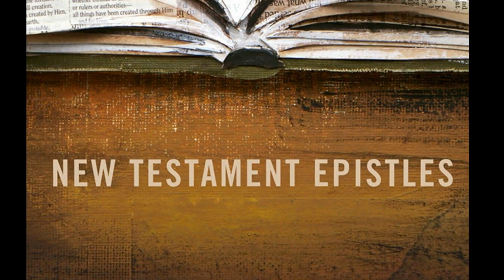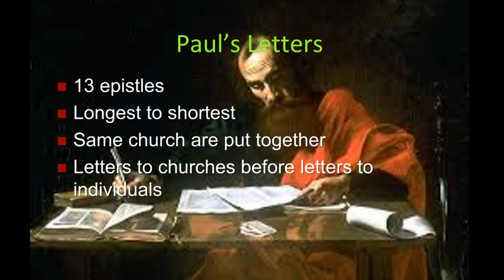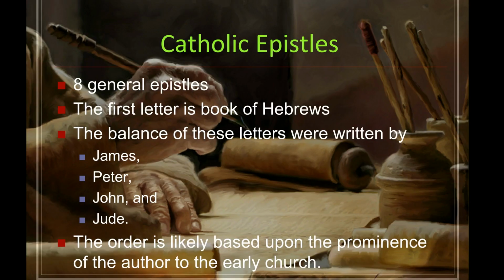The letters of the Bible are divided into two sections: Pauline epistles and general epistles. Paul's epistles number 13 and are organized by length from longest to shortest. These letters are then grouped so that epistles to the same church are put together, slightly altering the order. For instance, the letters written to the church at Corinth are grouped together as 1st and 2nd Corinthians. In Paul's letters, we also find that letters to churches come before letters that Paul wrote to individuals.